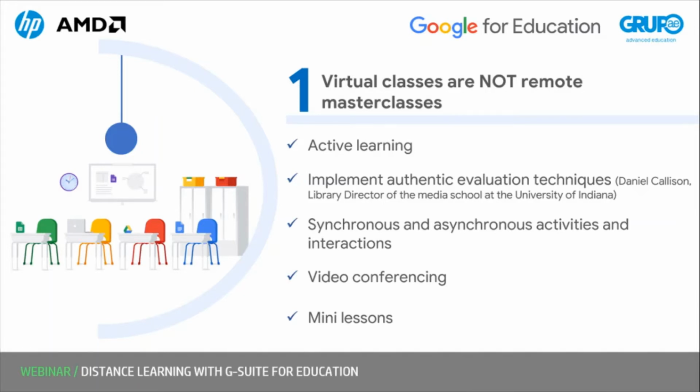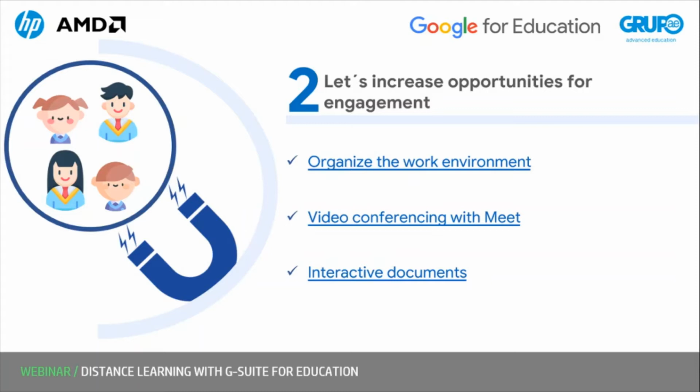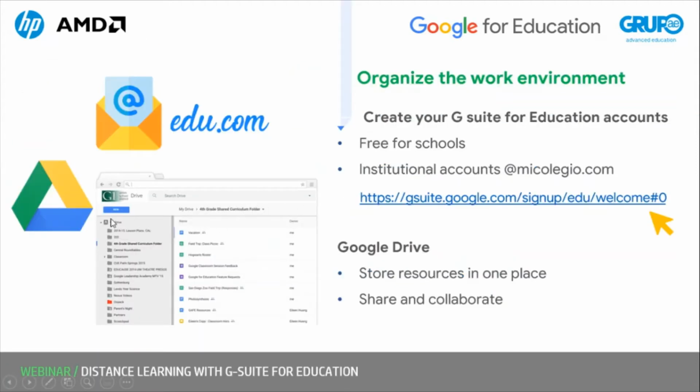The second suggestion is, let's increase opportunities for engagement. That is, to engage students. So here I'll share 3 tips that go along with this advice. The first is, let's organize the work environment. What does this mean? Just like when you walk into a company or an educational institution and they tell you, here's our institutional email. That's what we should do with the students. Make that digital identity clear. Why? Because it's much easier that I'm receiving all the information from the school to a single email, and not that it's going to my personal email, where I handle my personal conversations with family, friends, and so on.